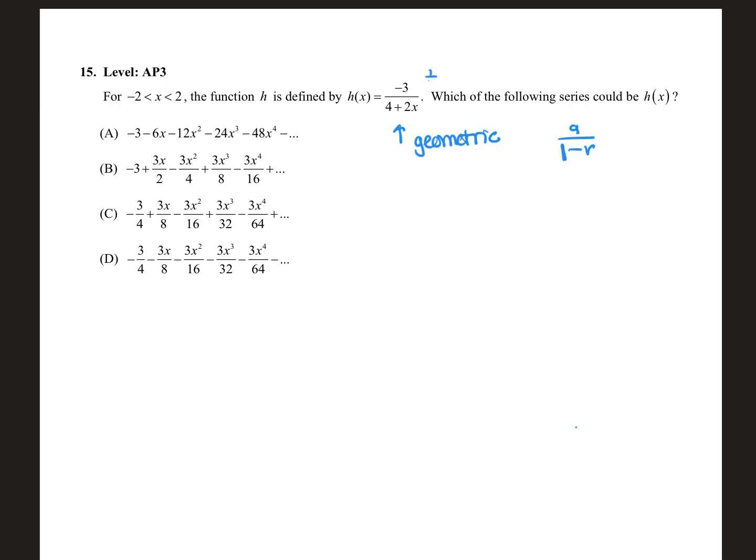So we're going to multiply the top by 1/4 and the bottom by 1/4. So this is -3/4 over 1 plus x over 2. So we know our first term is -3/4. So we can get rid of the first two. Our common ratio is -1/2, -x over 2. So that means we're going to alternate, so it's got to be C.